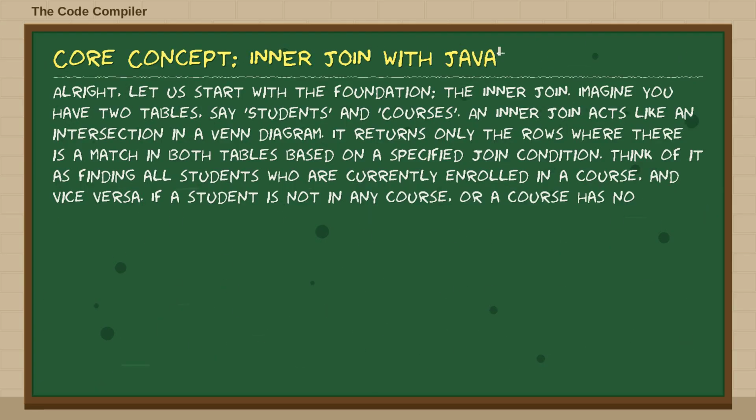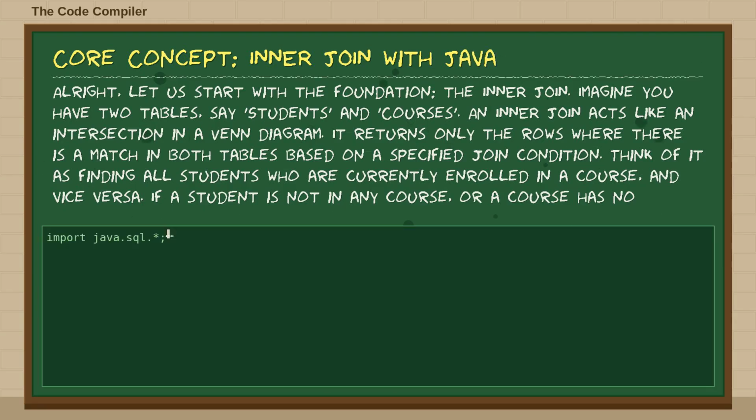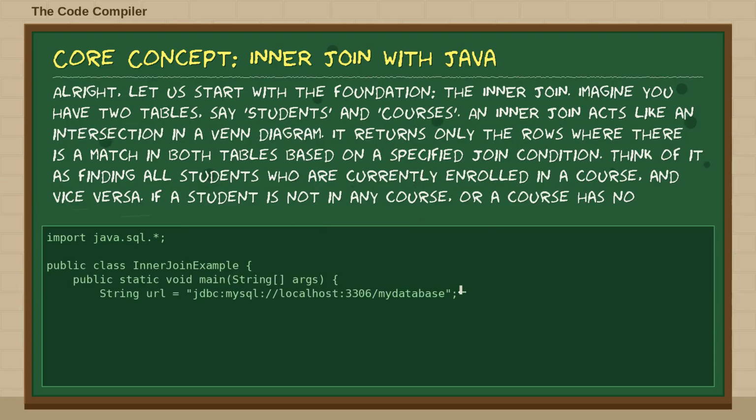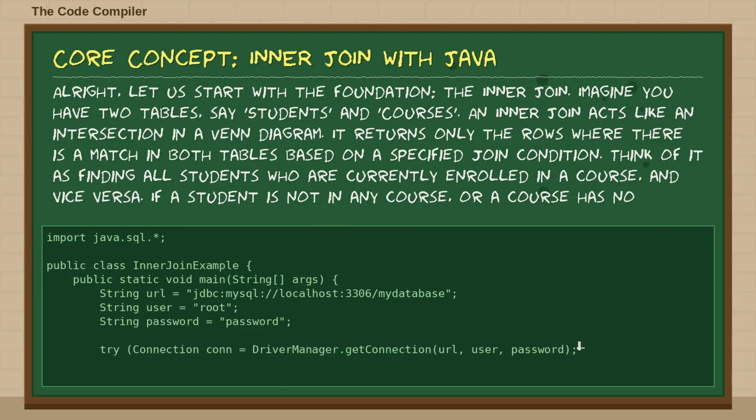the result. In Java, after establishing your database connection, you would create a statement or prepared statement object, execute your SQL query, and then iterate through the result set to process the joined data. Remember, the result set will contain columns from both tables, allowing you to access all the combined information. This is the most common and fundamental type of join you will encounter.